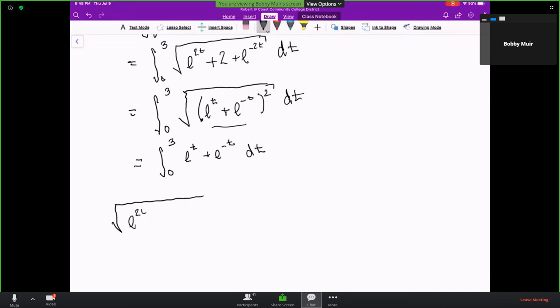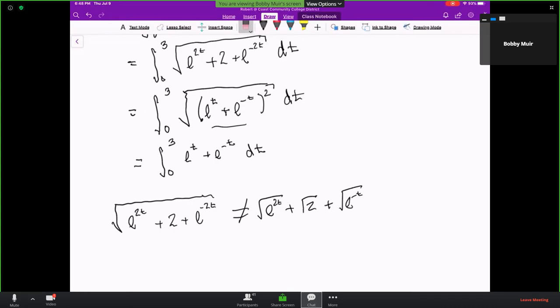You might be thinking that I'm trying to say that this, and I will not say equal, square root of e to the 2t plus square root of 2 plus square root of e to the negative 2t. Can't do that. The square root sign is a grouping symbol. Now, in the heat of battle, a lot of people do stuff like that. A good indication that you're doing something wrong is if you get something like, what happened to the two, or you get a bunch of nonsense for your answer.